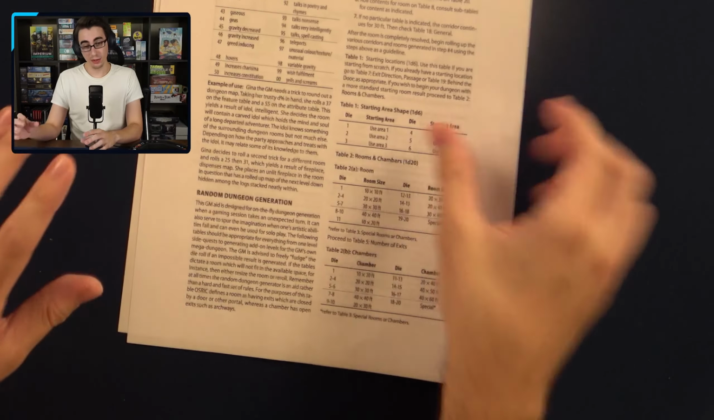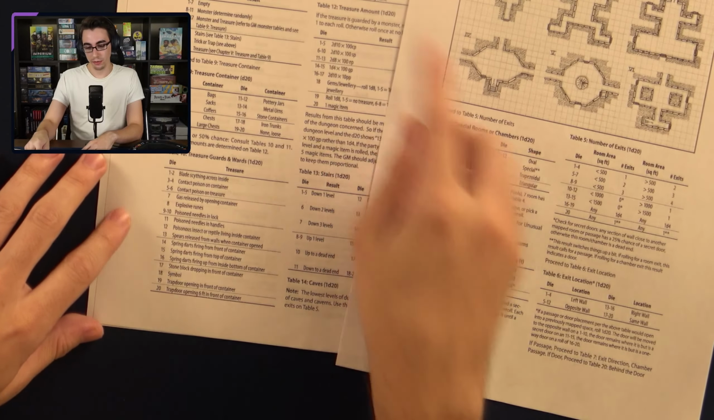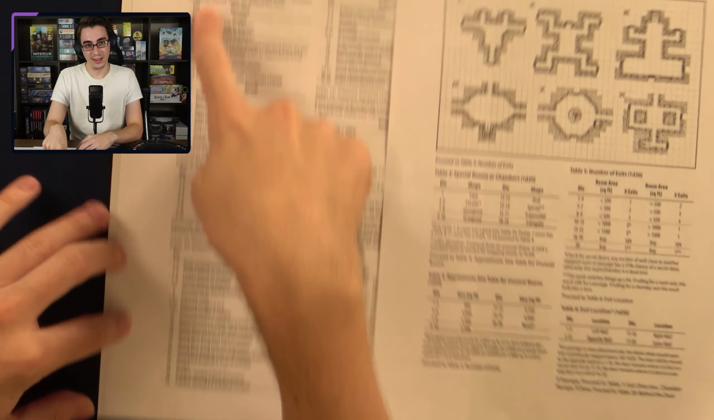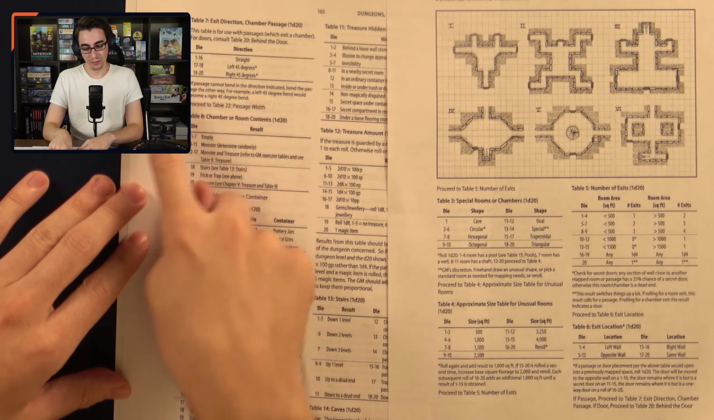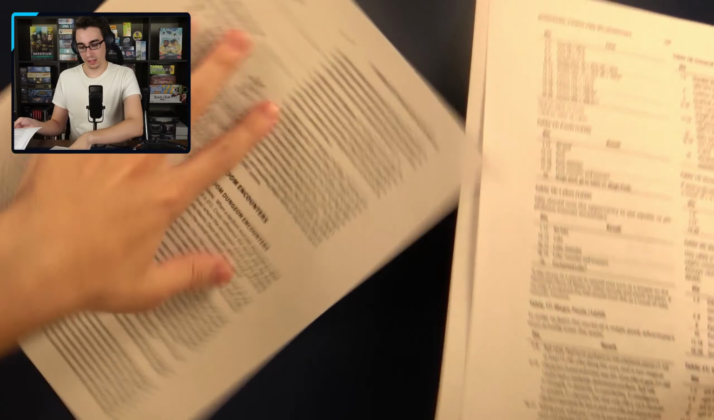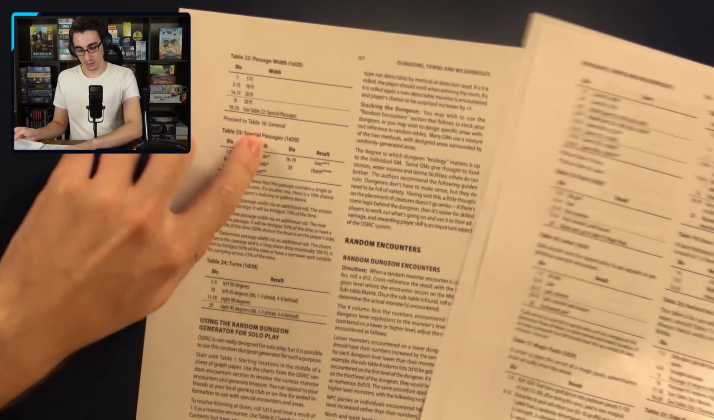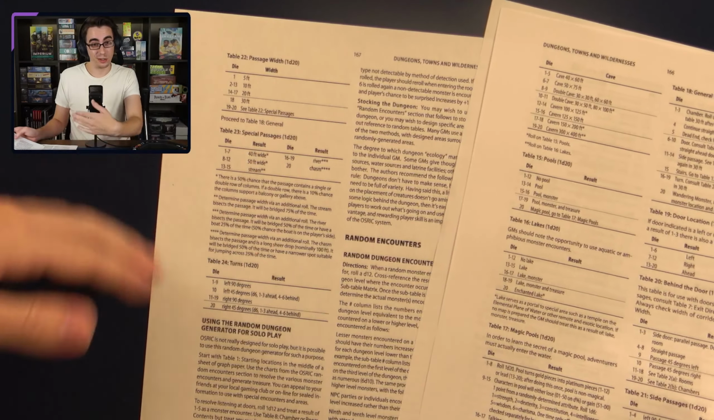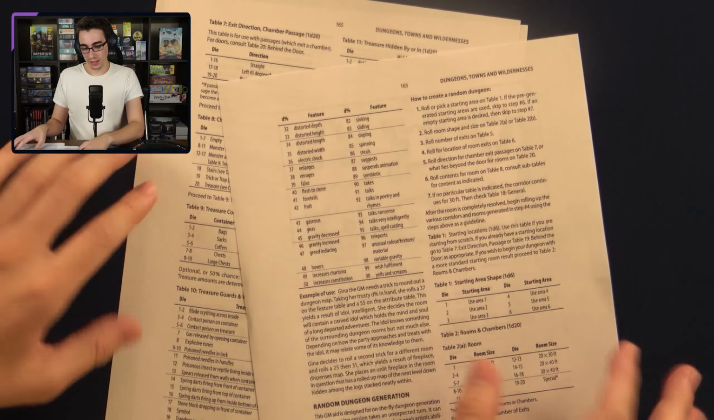I'll be doing a lot of hopping around between these tables, and it directs you. So if you roll on this table for exit directions, you can see at the bottom here, since this is a passage, you're going to proceed to table 22 to see the passage width. And once you go to table 22, you roll on that. Then at the bottom, it says you go to table 18 to see where the passage leads. So it's nice. It directs you and tells you where to go, but there's a lot of hopping around between tables.